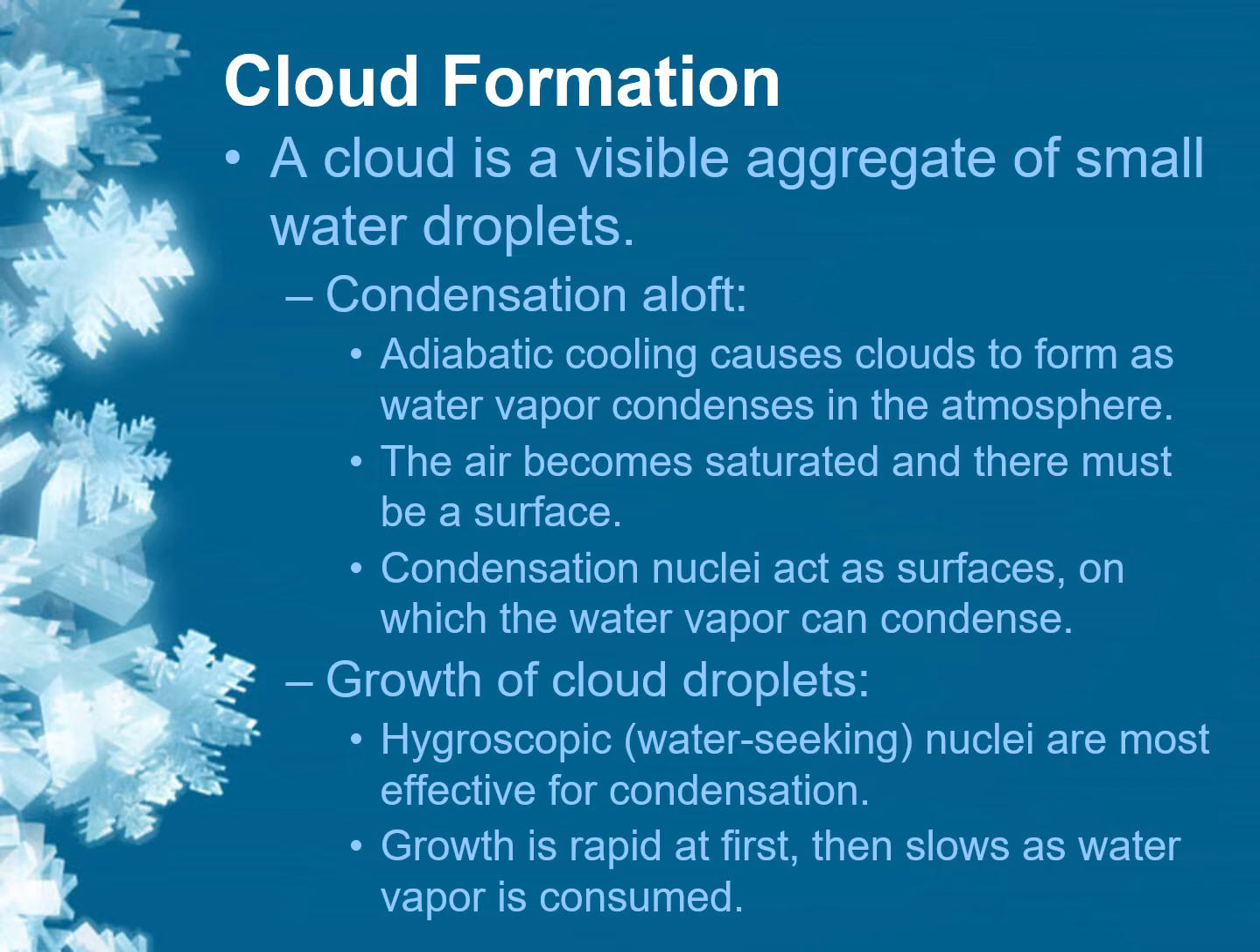So when the air becomes saturated, meaning you've hit the dew point temperature, 100% relative humidity, then you need a surface to condense upon. So condensation nuclei act as surfaces on which water vapor or ice crystals can condense. How about growth of cloud droplets? How do they get bigger? So hygroscopic nuclei, also known as water-seeking or having an affinity for water, are most effective for condensation. So they will form condensation droplets much better, easier than hydrophobic, but they also will form larger droplets. And the growth will be rapid at first and then will slow down as that water vapor available is consumed.